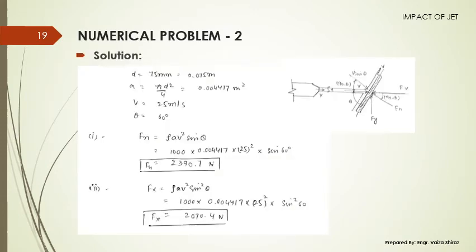So this is the solution. You will first convert your units to the basic units and then just apply the formula to find Fn and Fx. This Fn is the force normal to the plate and this Fx is the force along the jet axis. So these are your two required values for the forces.